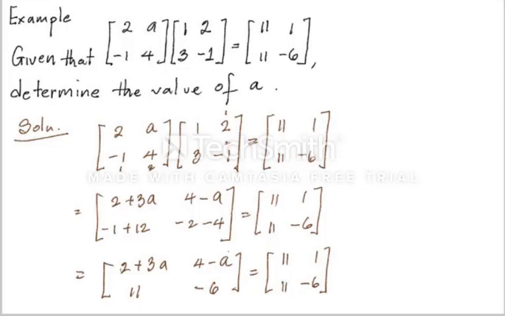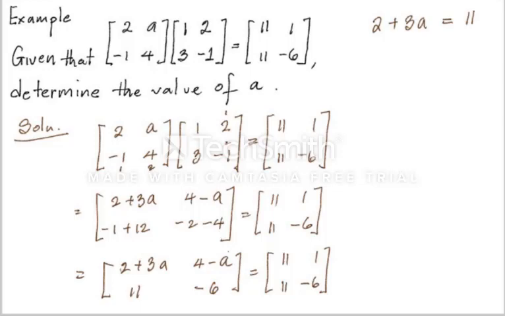So these two matrices are equal. And what we said is that if two matrices are equal, the two matrices must be of the same order, and corresponding elements must be equal. So corresponding elements would be, at the top here, 2 plus 3A, the top left element in the left matrix, equal to 11, the top left element in the right matrix.